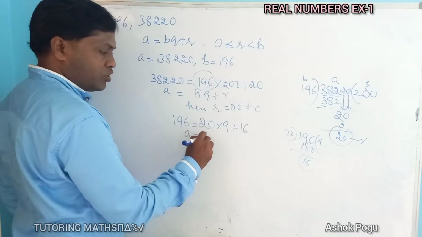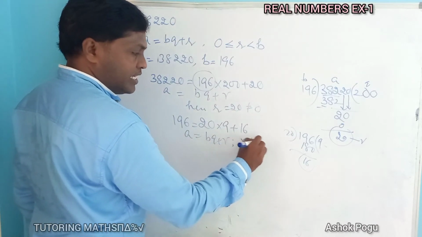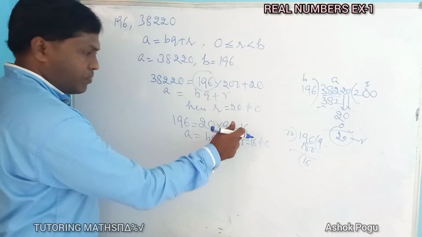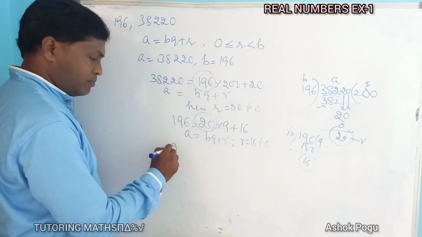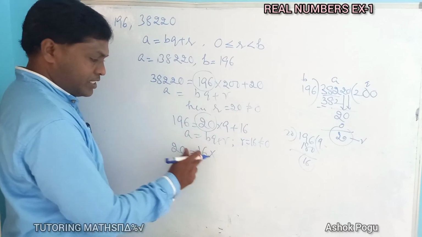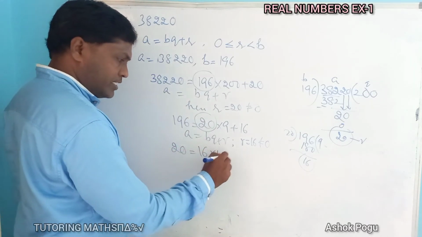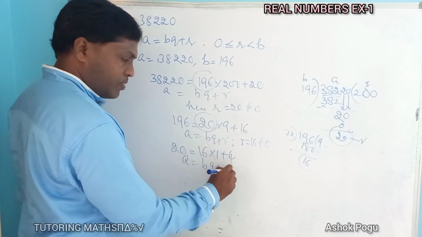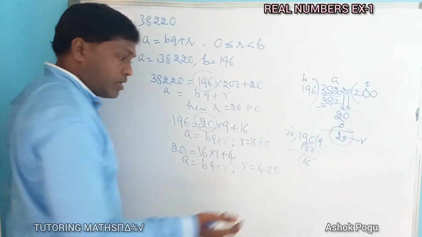A is equal to BQ plus R, but R is equal to 16, which is not equal to 0. Let us continue the process. And now 20 becomes A and the remainder becomes B. 16 table 20, how many times? 16 ones are 16, 4 is left. And here A is equal to BQ plus R, but R is equal to 4, which is not equal to 0.